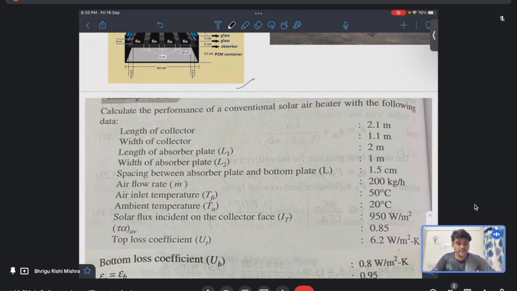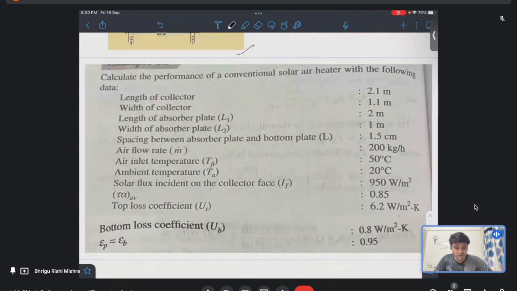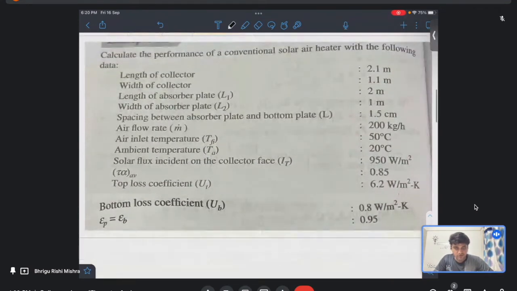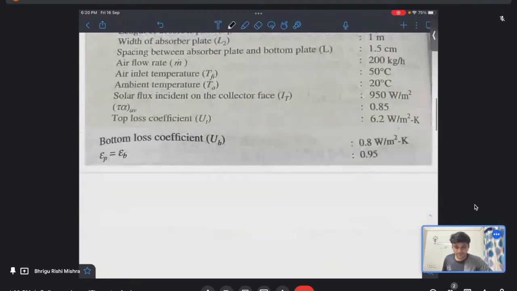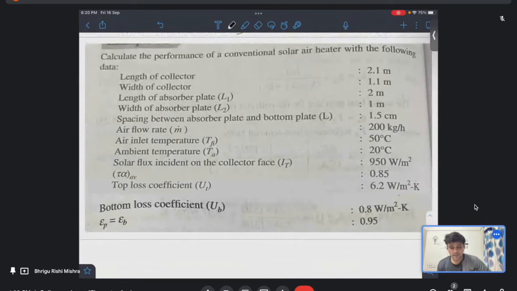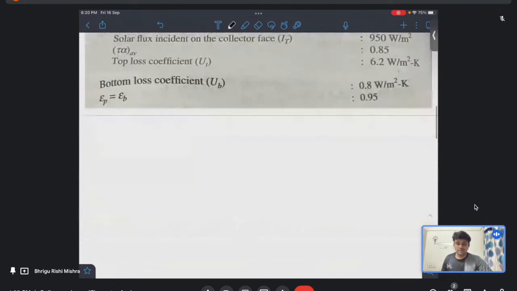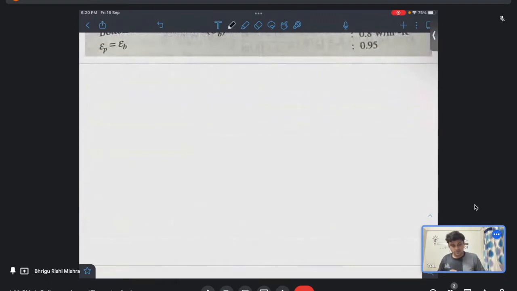Okay, so we'll start the first numerical problem. The question is: calculate the performance of a conventional solar air heater with the following data. All the data for the collector, absorber, and plate has been given here. So we'll start calculating. For the performance, what are the things which we need to calculate?